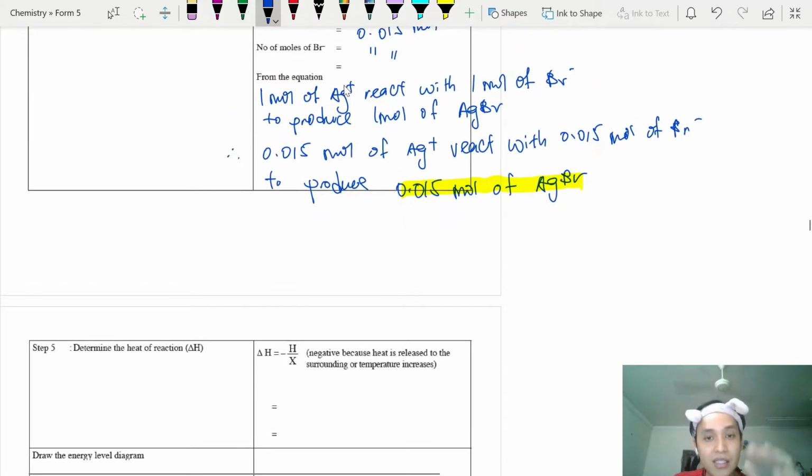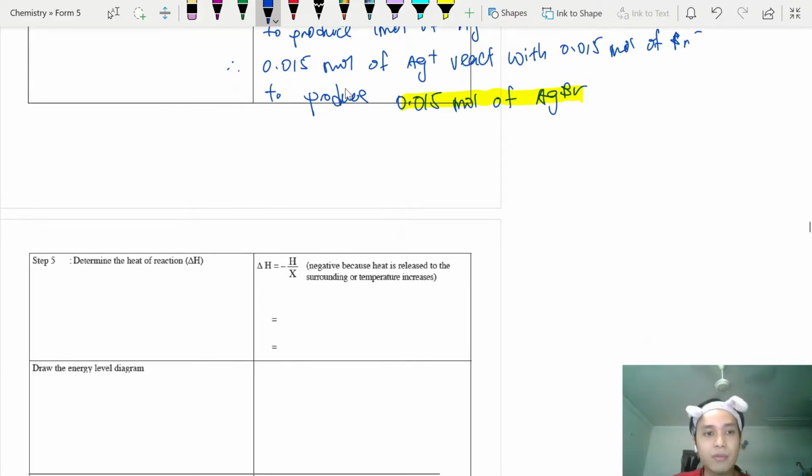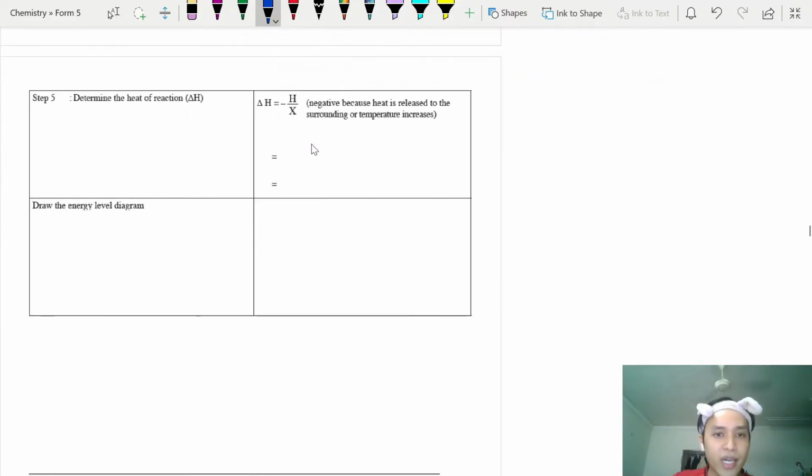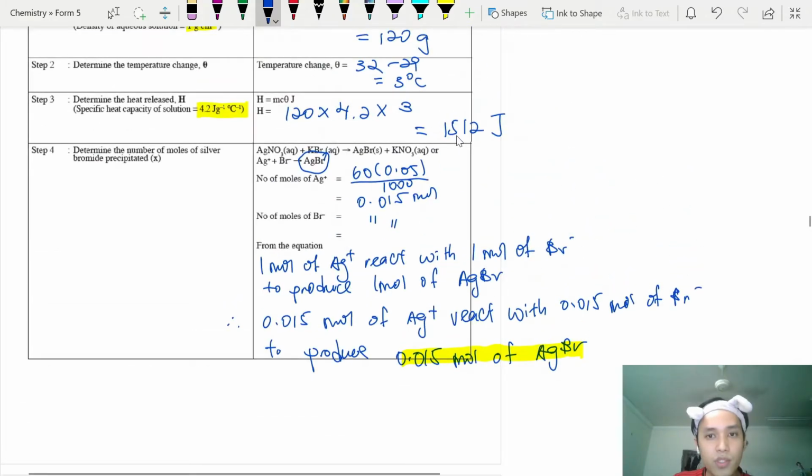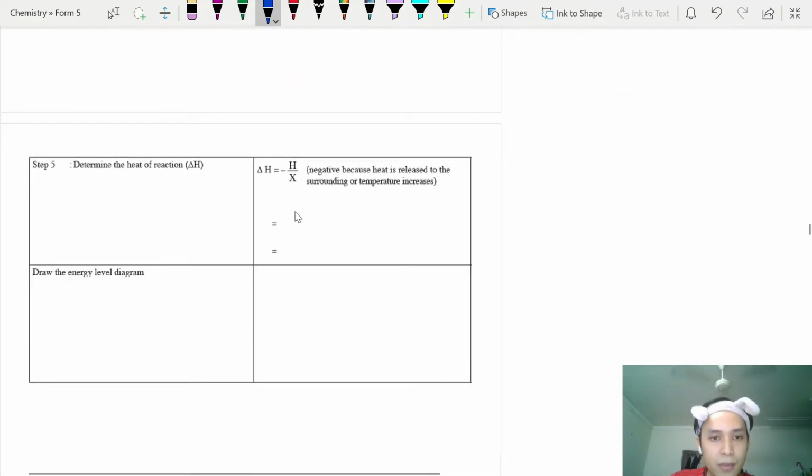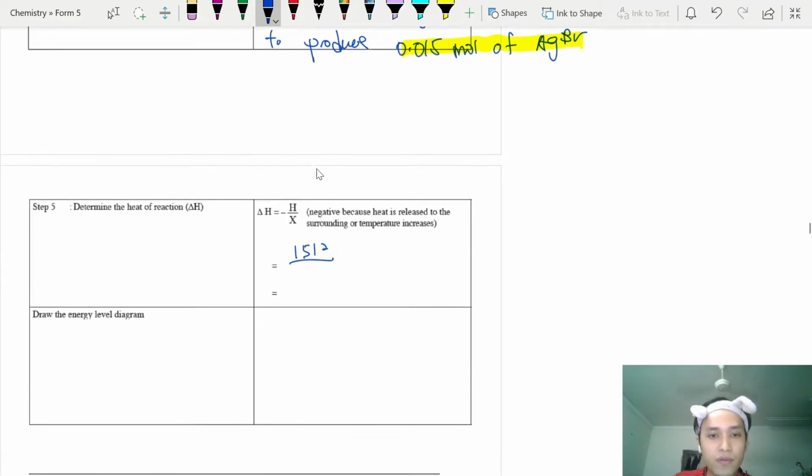Right, so I hope you roughly understand. Later I'll show you a few more examples. So now we have the heat energy released, which is 1512. We put it into the equation: 1512 divided by the number of moles of AgBr.